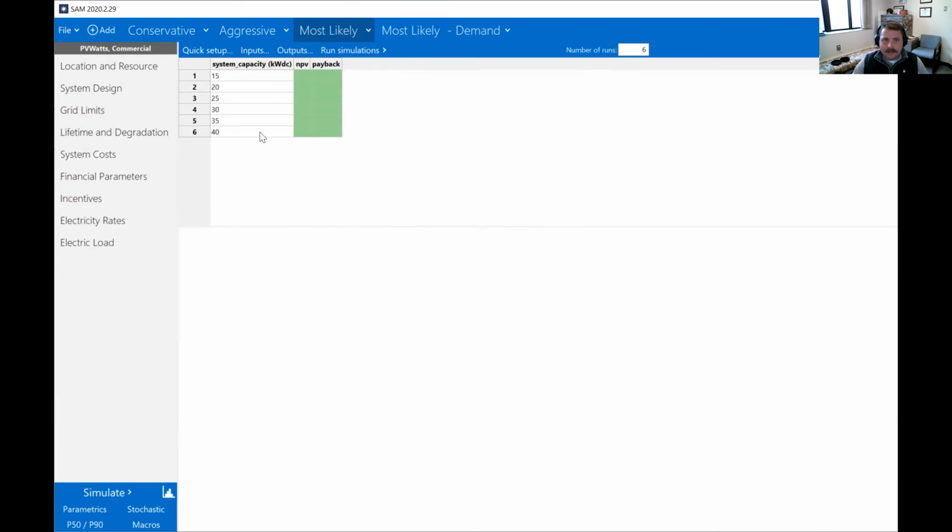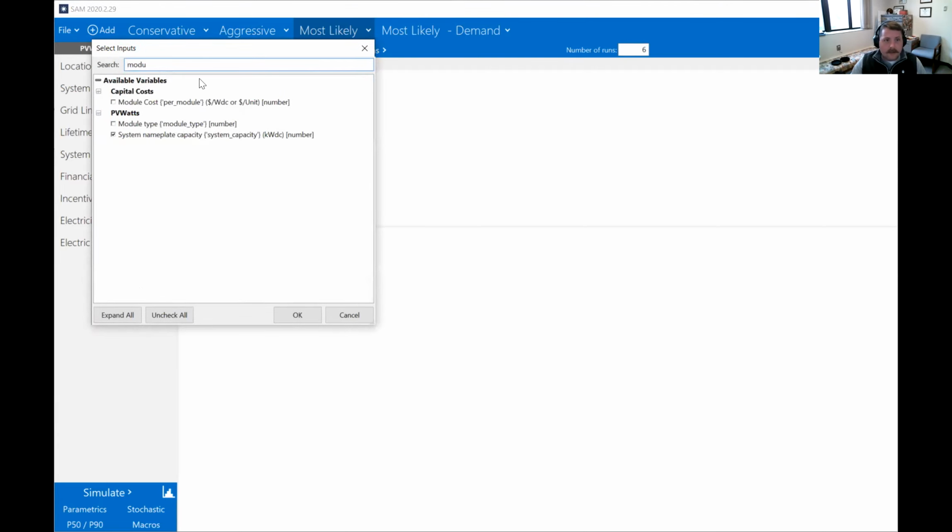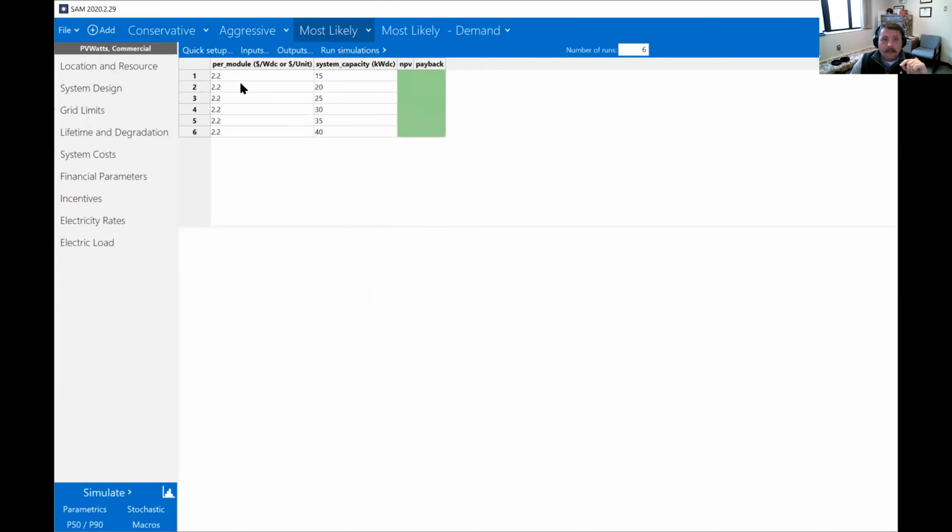My system size is that, but I also need another input, because one of the things that we learn, more from experience than from reading, is that when you have a smaller system, it costs more per kW than a larger system. There are economies of scale. So I want to input the cost of the system change. I want to model that across a different thing. And remember that I put all my system costs in that module. So the system costs are all $2.20 per watt.